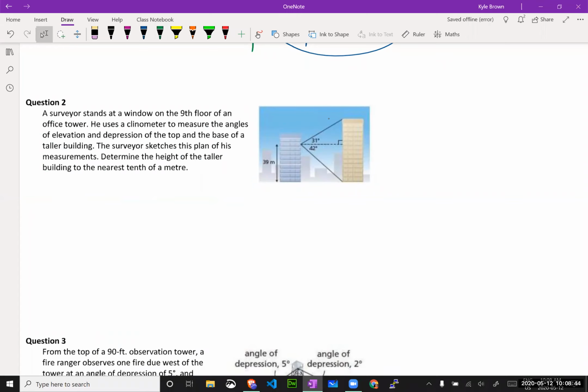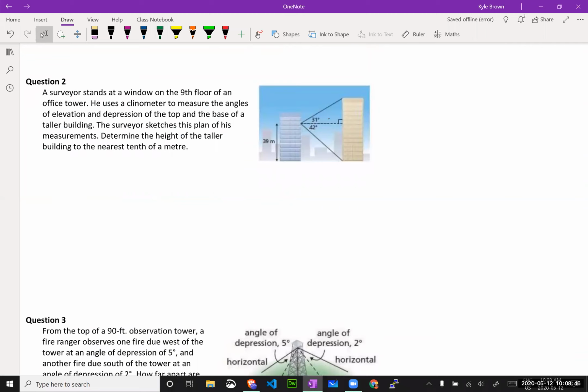Okay. All right. A surveyor stands at a window on the 9th floor of an office tower. He uses a clinometer to measure the angles of elevation and depression of the top and the base of a taller building. The surveyor sketches this plan of his measurements. Determine the height of the taller building to the nearest 1/10 of a meter. Okay, so we need to figure out the height of this guy.